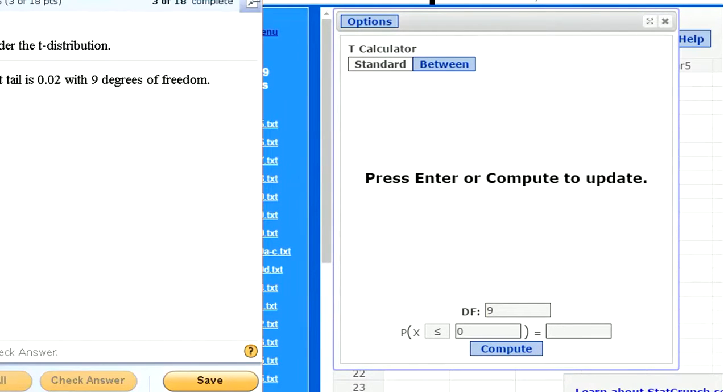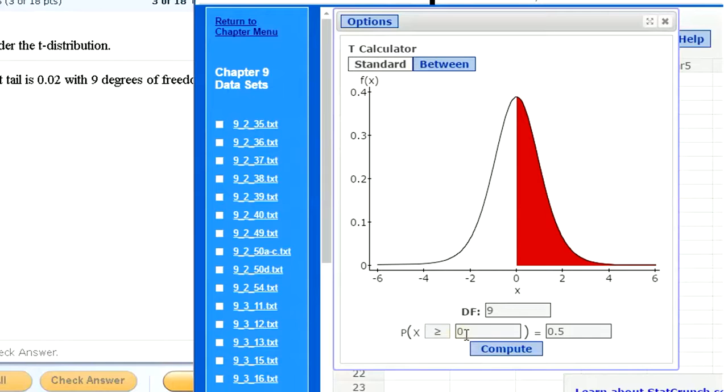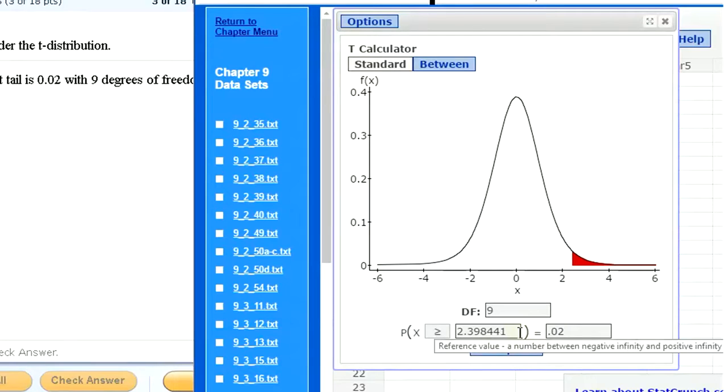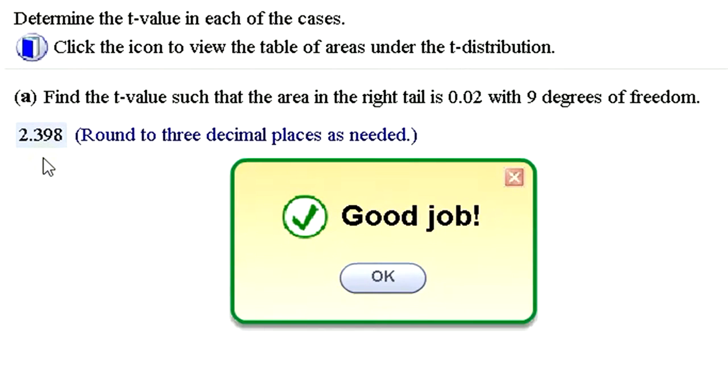We want the area in the right tail to be 0.02. So the right tail, we want the probability of being greater than or equal to some value to be equal to 0.02. This is the picture, and it gives us the cutoff. We'll take 3 decimal places, 2.398. No need to use a t-table.